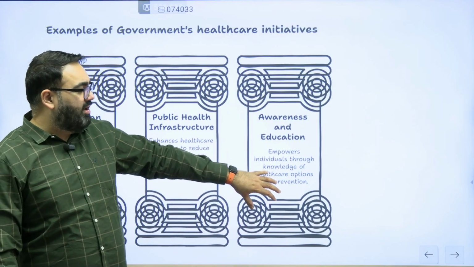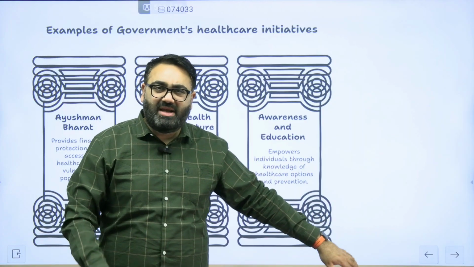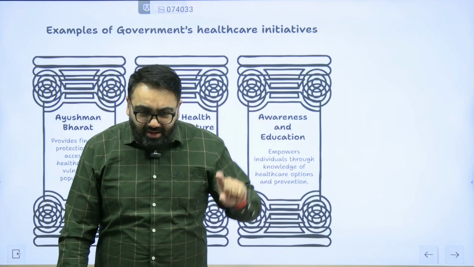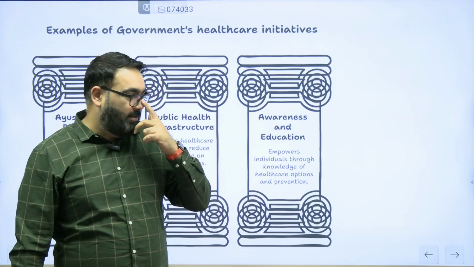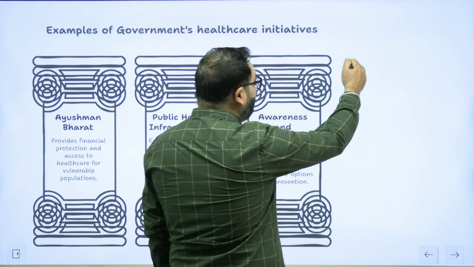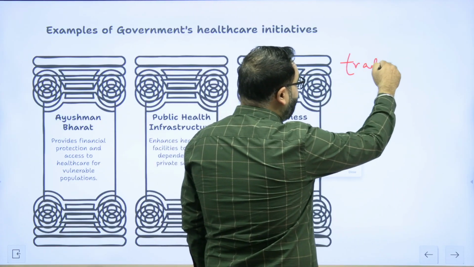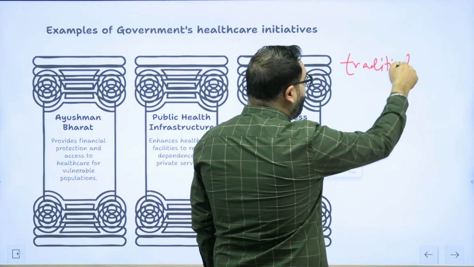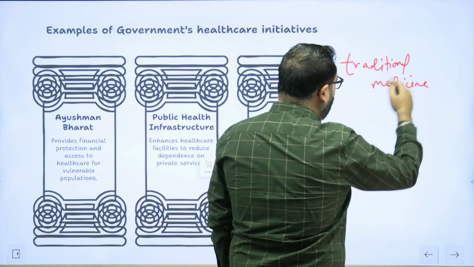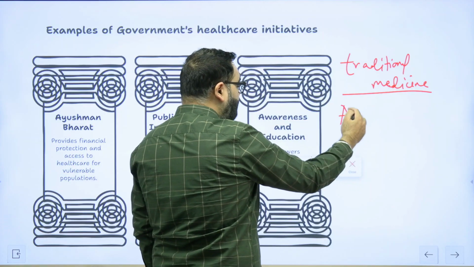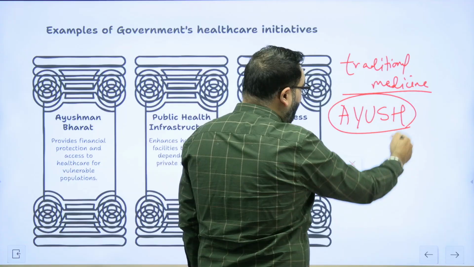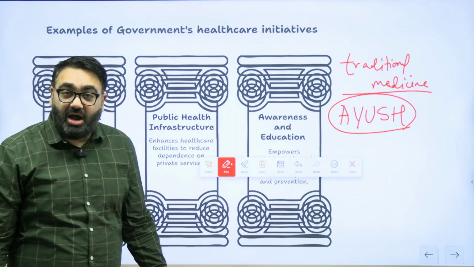Government is also improving the knowledge base. Government is also trying to focus a lot on preventive healthcare. One other thing that the government is doing in the past few years is focusing a lot on Indian traditional medicines or traditional healthcare. For example, Ayush. We have a special Ayush ministry now.